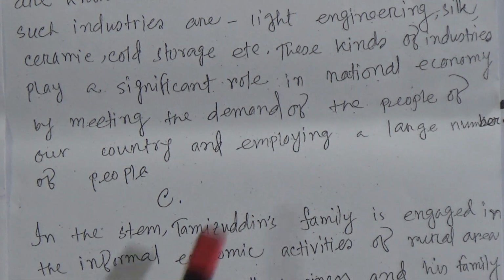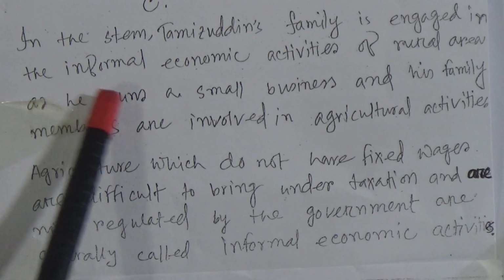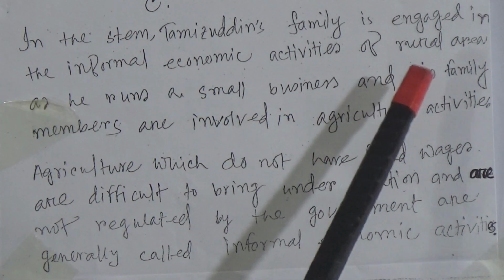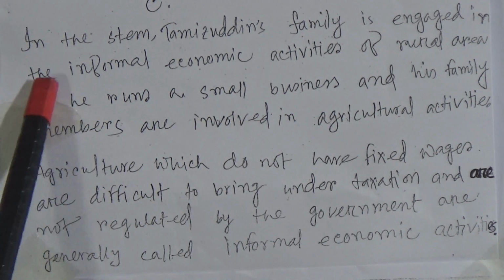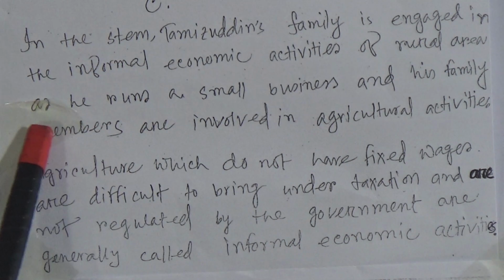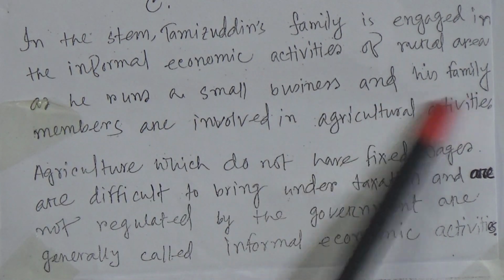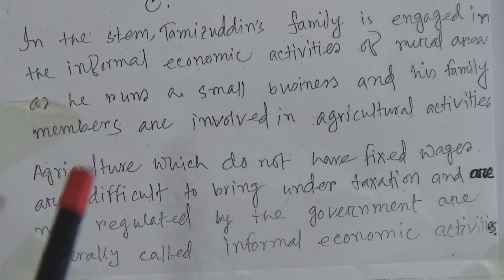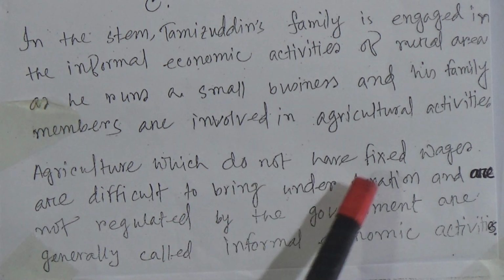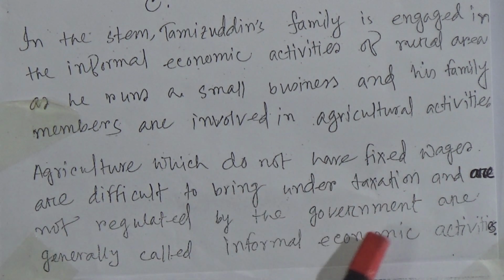The answer of number C is, in this team, Tomijuddin's family is engaged in the informal economic activities of rural area as he runs a small business and his family members are involved in agricultural activities. Activities which do not have fixed wages, are difficult to bring under taxation and are not regulated by the government are generally called informal economic activities.